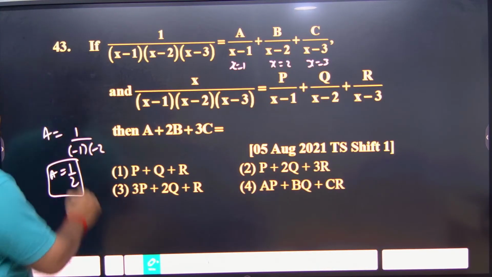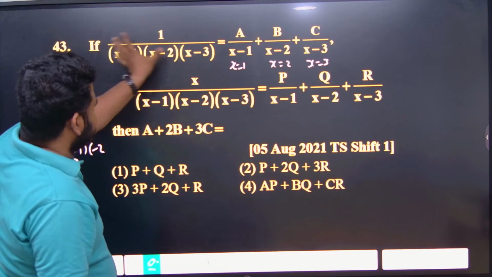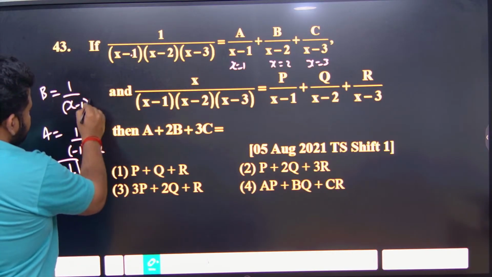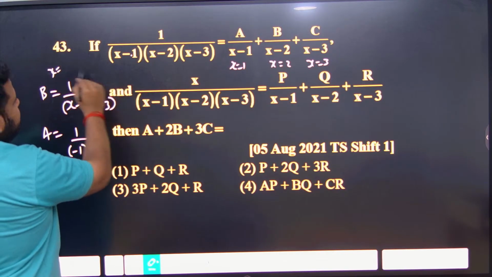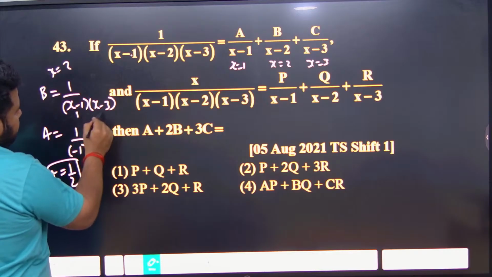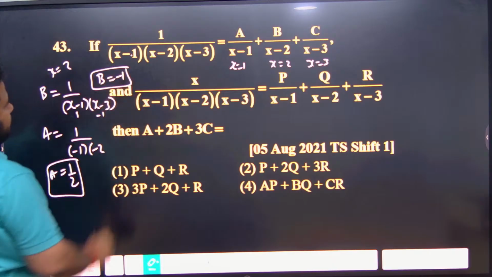Similarly, if I want to find out B, B will be equal to, except x minus 2, the remaining I have to take: 1 by x minus 1 into 1 by x minus 3. I have to put the x value as 2. So 2 minus 1 is 1, 2 minus 3 is minus 1. So the B value will be equal to minus 1.